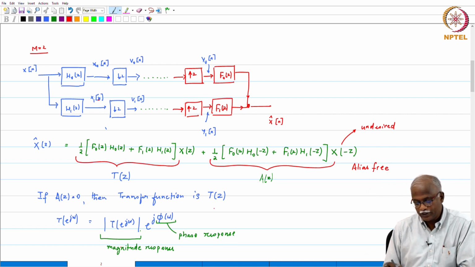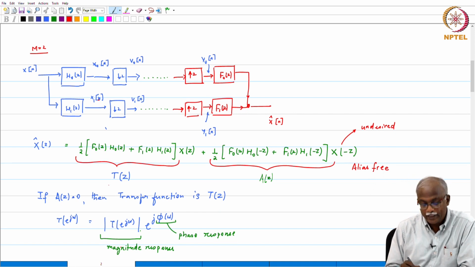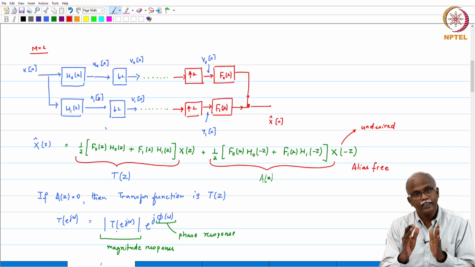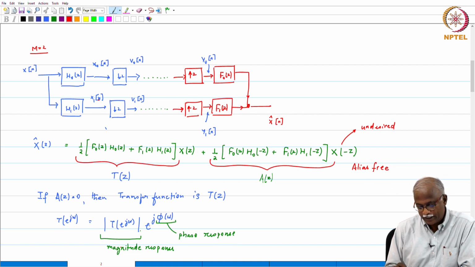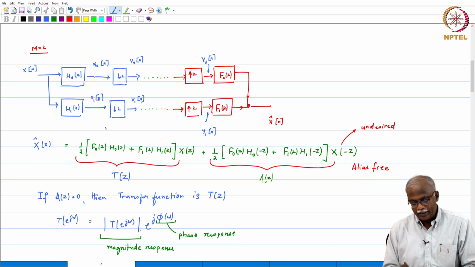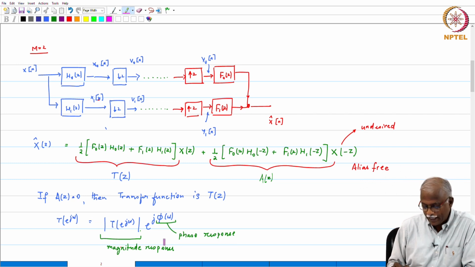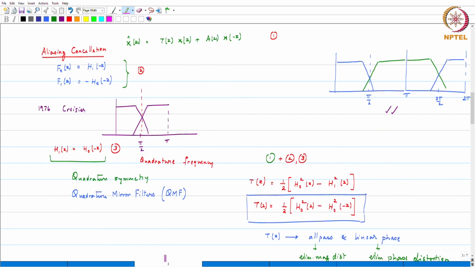So A of z equal to 0 is alias free, in which case we are left with only the transfer function T of z, and T of z can be represented in terms of a magnitude response and the phase response. So T(e^jω) can be written as mod of T(e^jω) times e^(jφ(ω)), where this is the magnitude response and we have the phase response, a combination of these two, and this we have looked at in the last class. Aliasing cancellation, the condition that guarantees that aliasing will be cancelled, was derived in the last lecture. Again, we will use this in today's lecture as well.